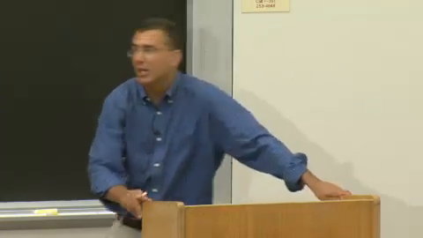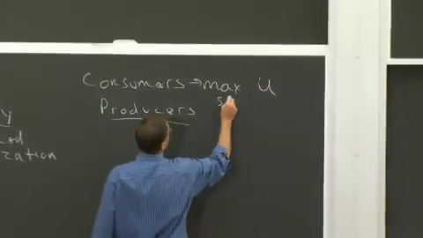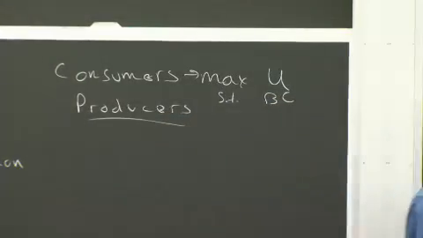And subject to that constraint, they choose the set of goods that makes them as well off as possible. It's what we're going to call utility maximization. We'll say consumers maximize their utility subject to a budget constraint. That's what we're going to develop as the consumer decision.